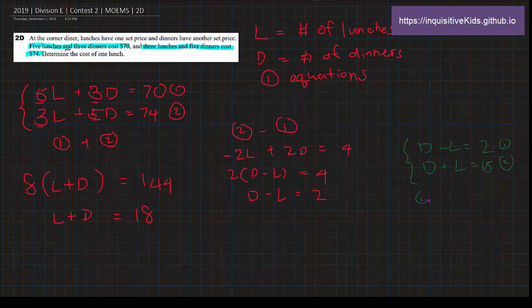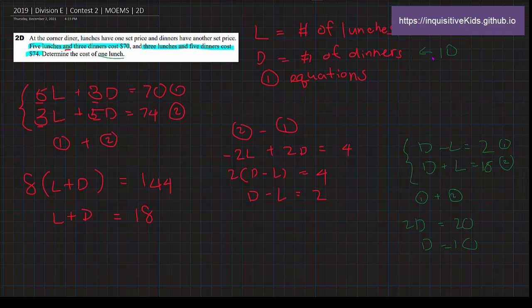So if we add equation 1 with equation 2, we'll get 2D is equal to 2 plus 18, which is 20, which makes D 10 if we divide both sides by 2. Okay, so the number of dinners is 10, so that's our answer, yay! Well, actually, you're not done. And that's not even the answer. First, it's asking for the lunch value, and this is just the dinner.